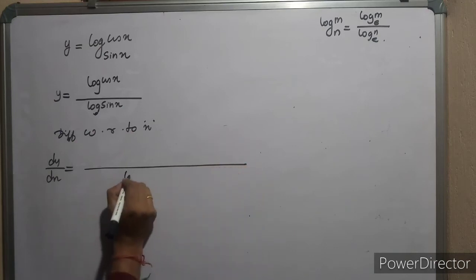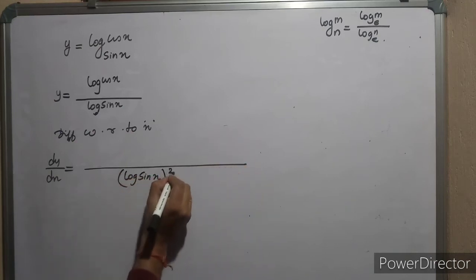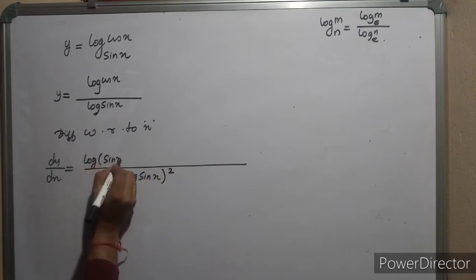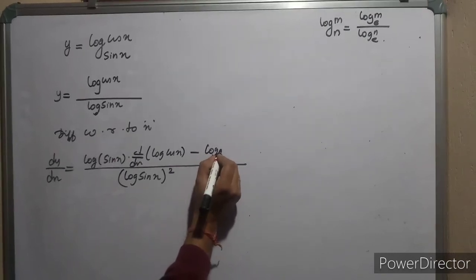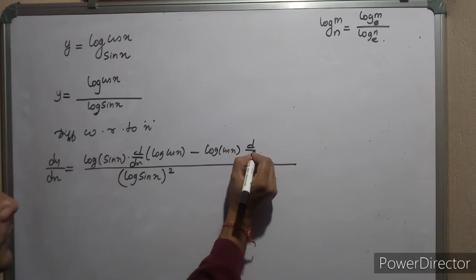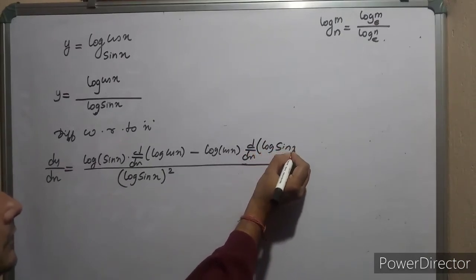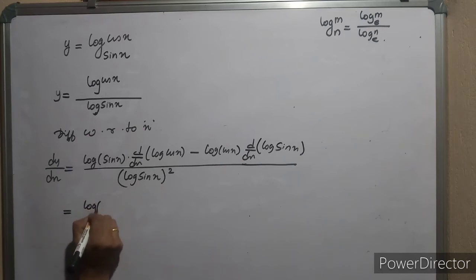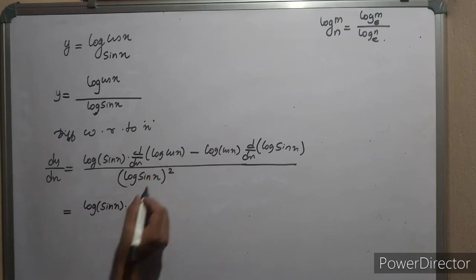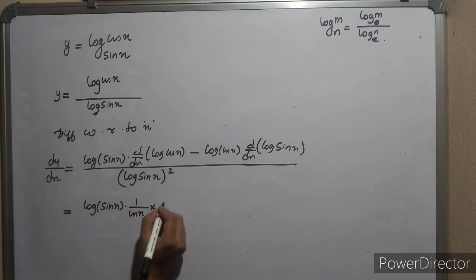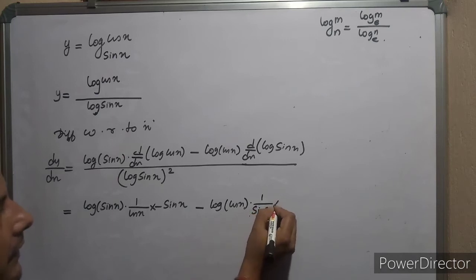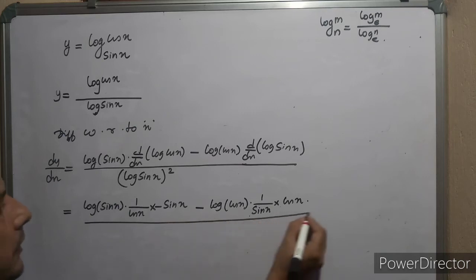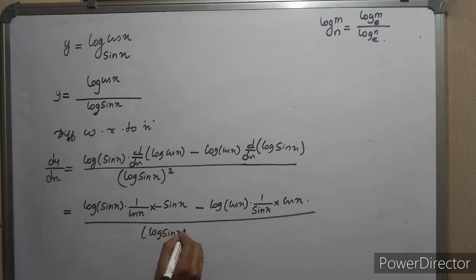v square, then v, dy dx of log cos x minus log cos x dy dx of log sin x. After this, by the derivative formula, log sin x into the derivative of log cos x will be 1 over cos x into the derivative of cos x, which is minus sin x, minus log of cos x, the derivative of log sin x is 1 by sin x into the derivative of sin x, which is cos x, divided by log of sin x whole square.